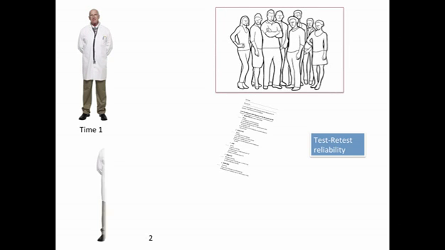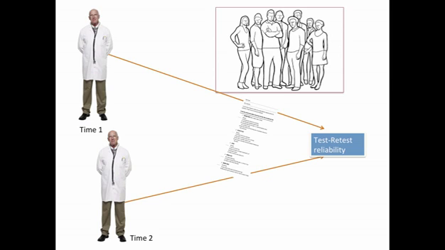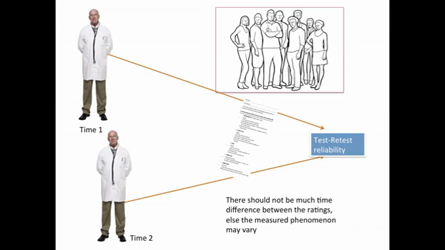If a single rater is applying the same scale to the same group of patients more than once, there must be a good degree of correlation between the two ratings. This is termed test-retest reliability. When measuring test-retest reliability, it's important that there should not be much time difference among the ratings, or else the measured phenomena may vary intrinsically, reducing the test-retest reliability.